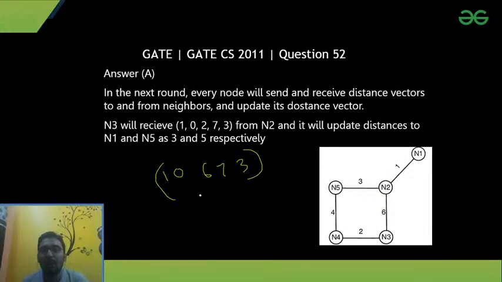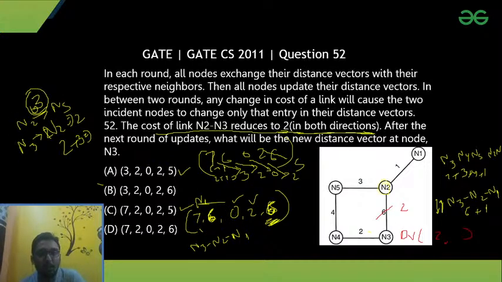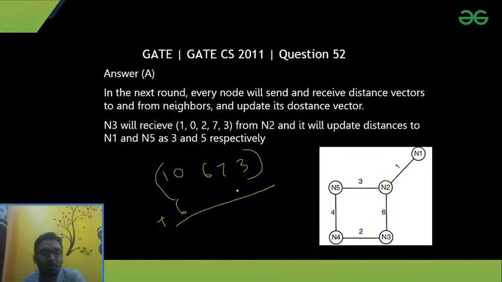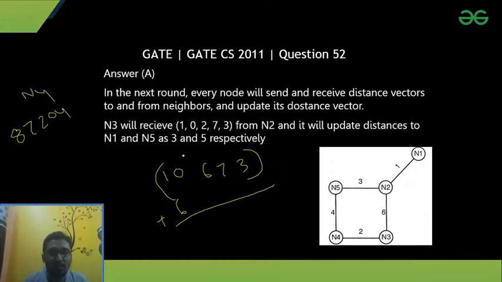But the distance to N2 has been reduced. Initially, we were adding 6 and trying to find minimum distances. And what was the distance vector from N4? N4's distance vector was 87204. So this was the distance vector from N4 and this was the distance vector from N2. Now the distance to N2 is 6, and N3 to N4 is 2.